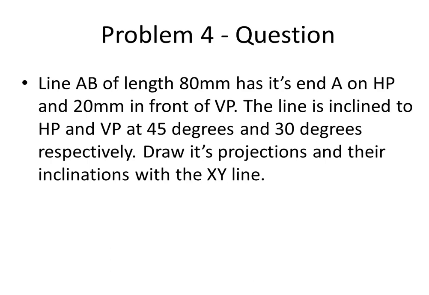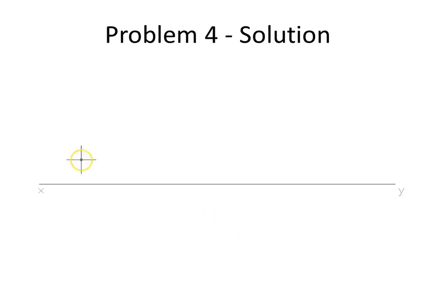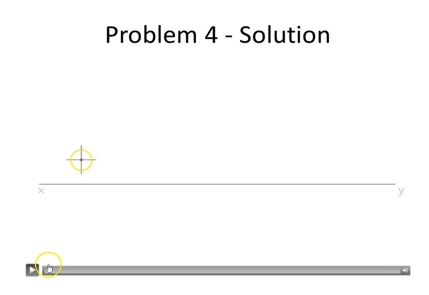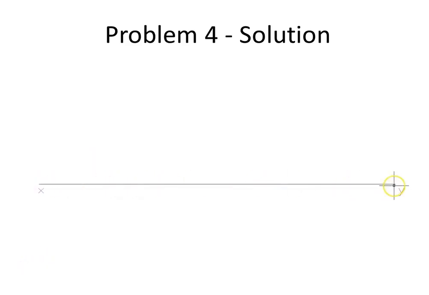So interestingly here the end A is sitting on the horizontal plane and it is in front of VP. So let's see how this can be solved. We'll start by drawing the XY line. And then position A dash and A.